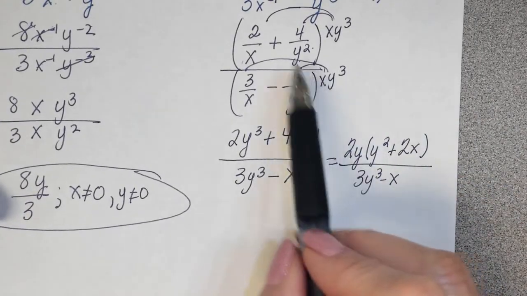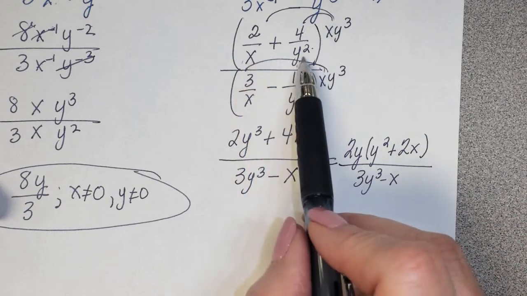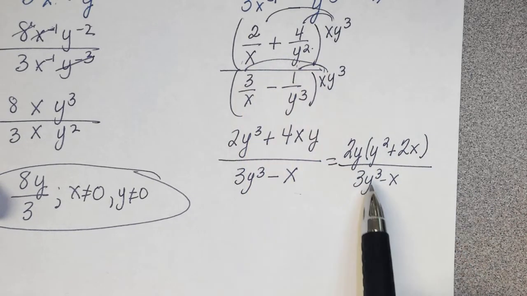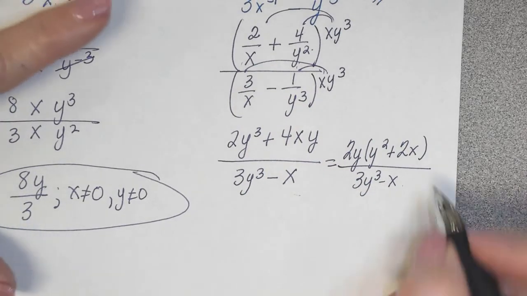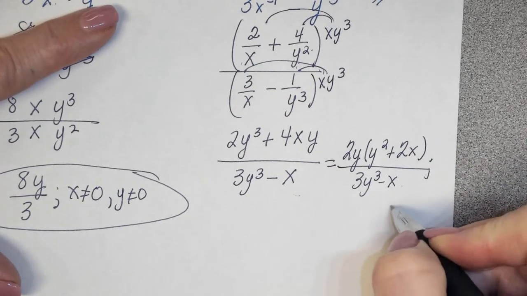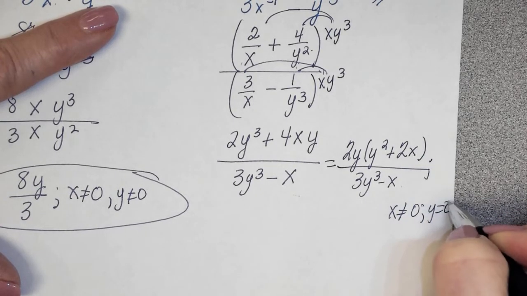Restrictions. Back here, I can't have x equal to 0, and I can't have y equal to 0. But here, x and y could be 0, and it would be defined. So that would be my restriction, is that x cannot equal 0, and y cannot equal 0.